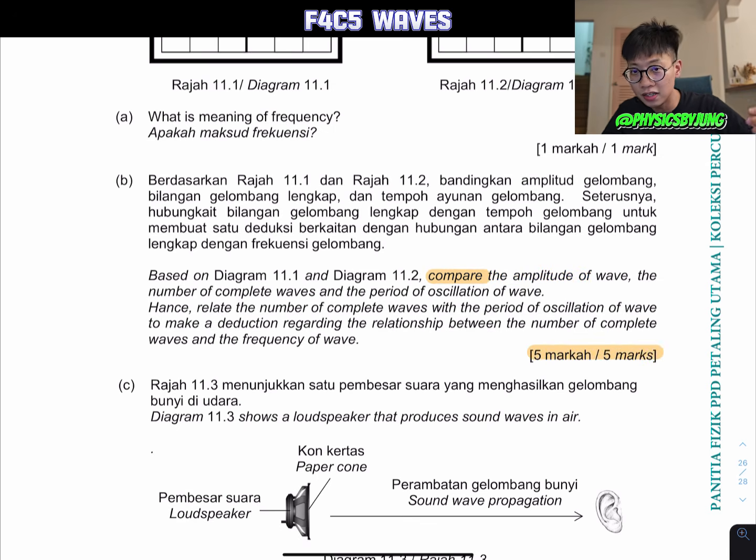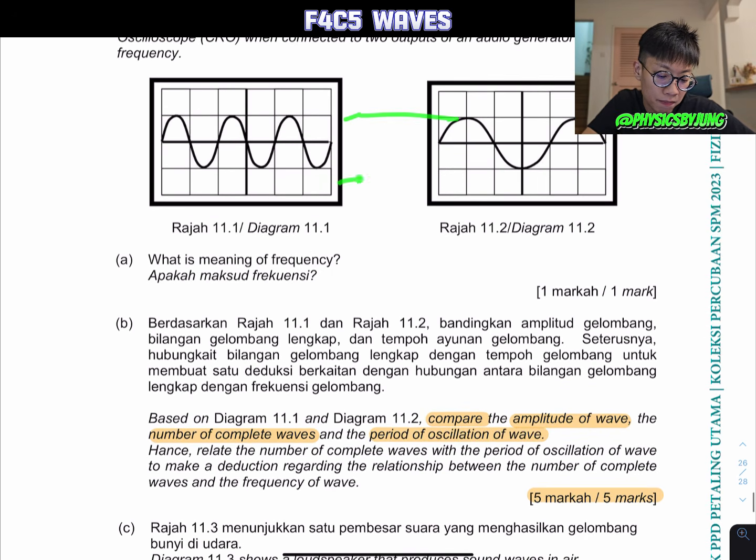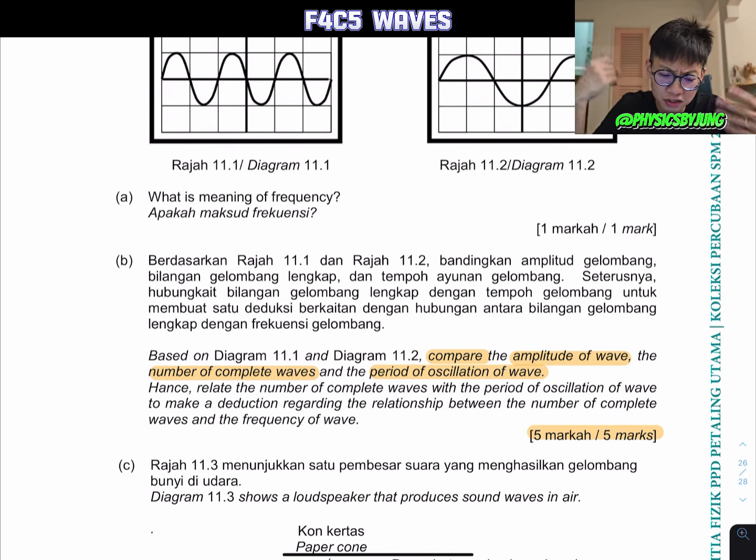The most important thing you need to do here is pick up all the 5 points that you're supposed to do. Here you're supposed to compare the amplitude of the wave, compare the number of complete waves, compare the period of oscillation. It's actually very simple. The amplitude is the same height. Then number of waves, this one has 1, 2, 3. This one only has 1.5. So this is more than that one. What about the period of oscillation? This one is much longer. So the period of oscillation is the opposite. Number of waves, this one more. Period of oscillation, this one more. Because frequency and time are inverse. It's very simple, just write it.